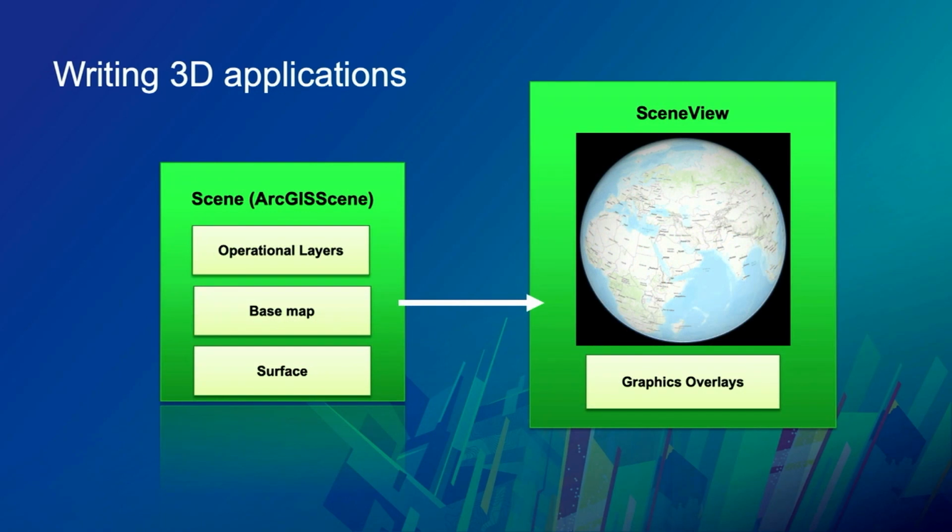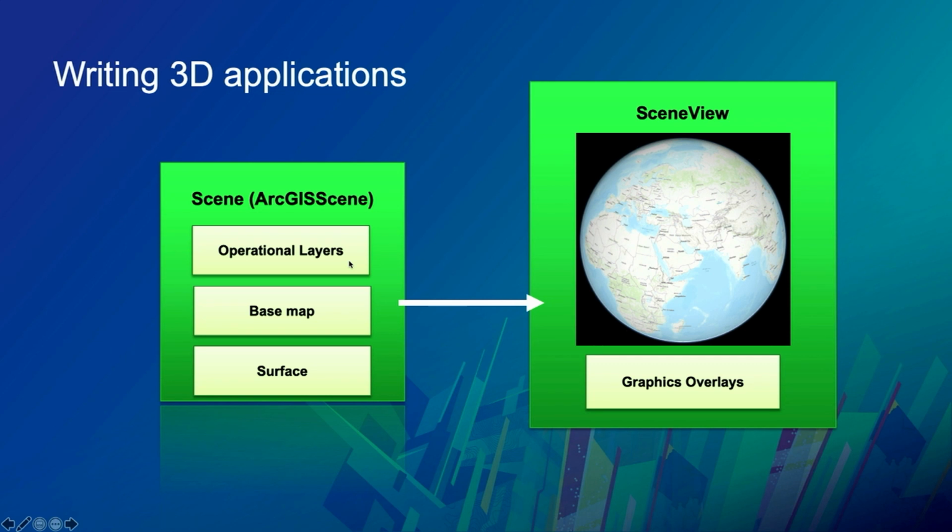Now, writing 3D applications is very similar. So rather than working with a map and a map view, you'll be working with a scene, the ArcGIS scene, or a scene view. So the scene is the equivalent to a map in 3D. And indeed, it's virtually the same. So it contains a base map and the operational layers for your business data.